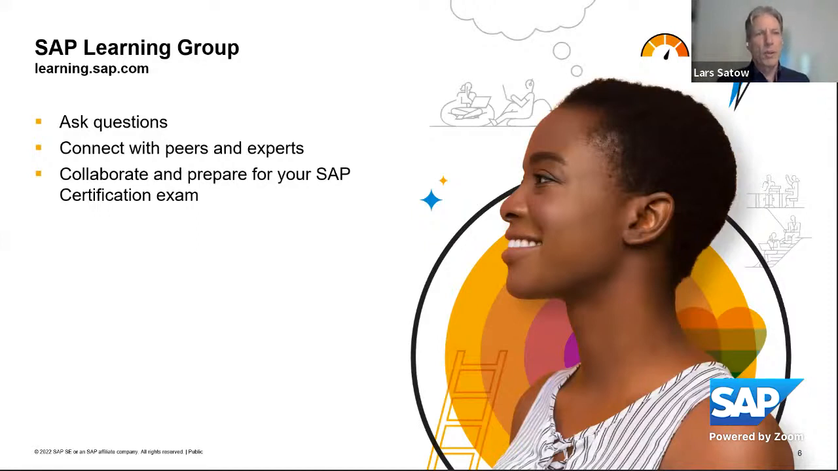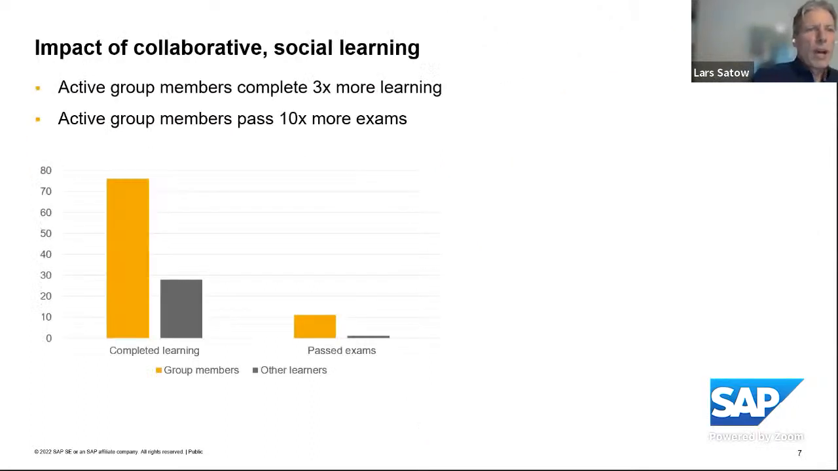And as we said, there is our new SAP BTP Learning Group, where you can ask questions, where you can connect with peers and experts, and where you can collaborate and prepare for our SAP certification exams. Why is collaborative social learning so important? We did our own studies, and here we found that if you compare learning group members with other learners, then you see that they are completing significantly more e-learning, and they are also significantly passing more exams. So there's a huge benefit from joining our SAP Learning Group and learning together with others.